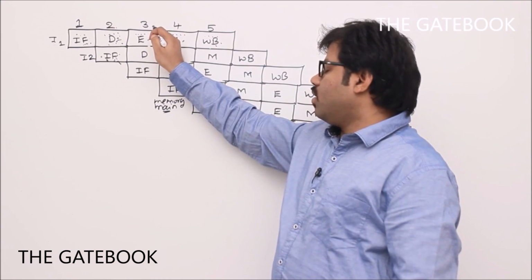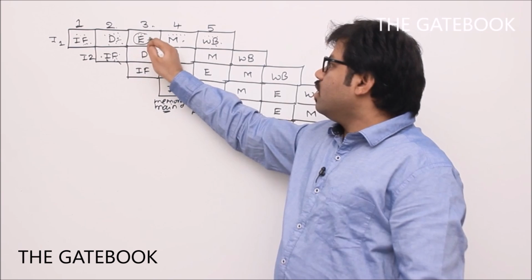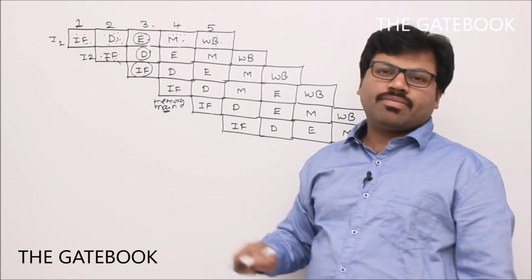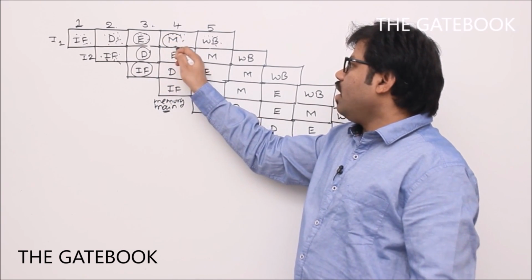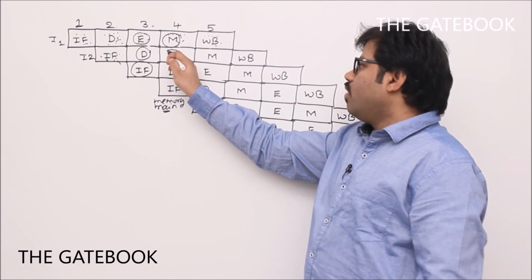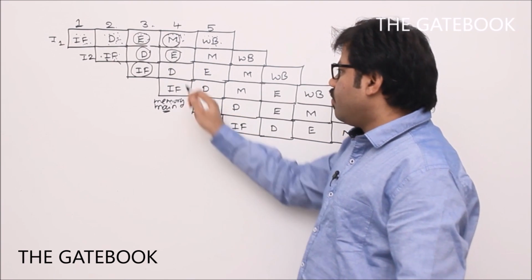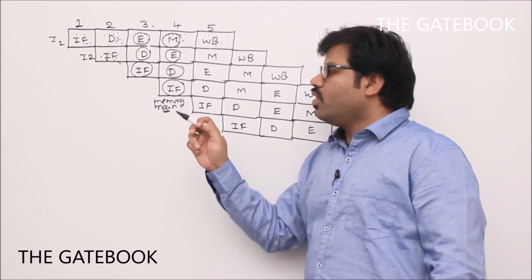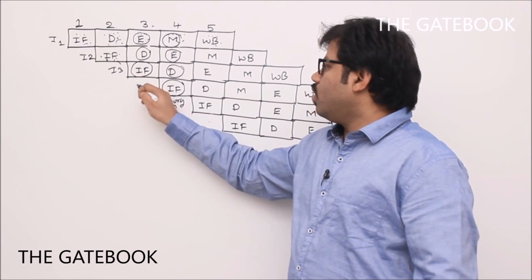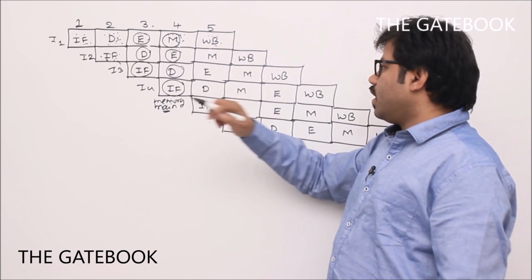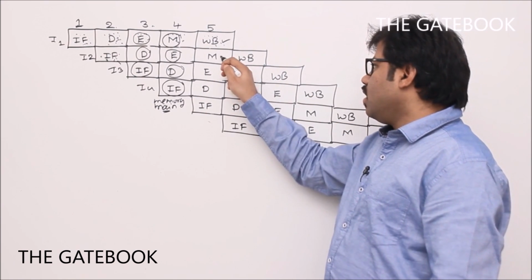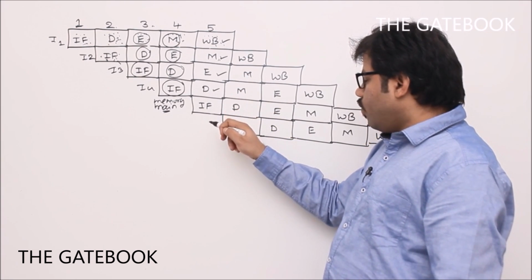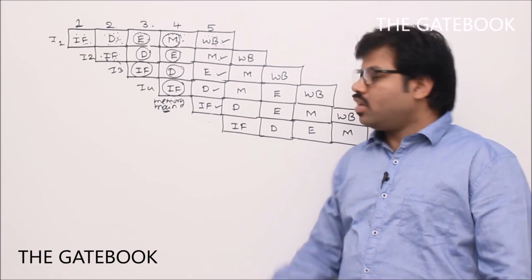Now in the third clock cycle, we will be executing the first instruction, decoding the second instruction, and fetching the third instruction. In the fourth clock cycle, we will be accessing the memory for instruction 1, executing the second instruction, decoding the third instruction, and fetching the fourth one. Now I can continue like this. In the fifth clock cycle, write back of the first instruction, memory access of the second, execution of the third, decode of the fourth, and fetching the fifth instruction are possible simultaneously.